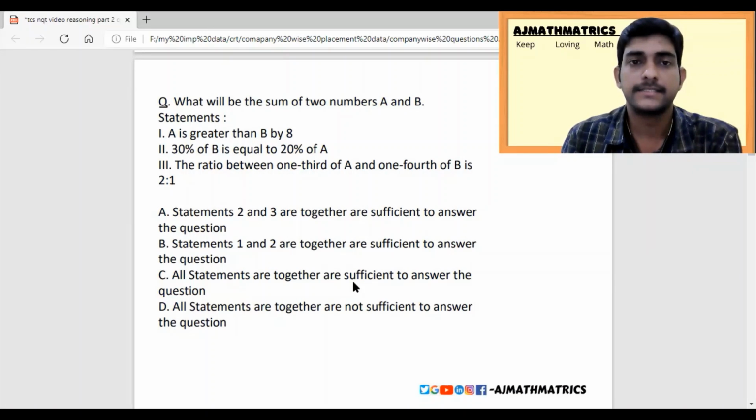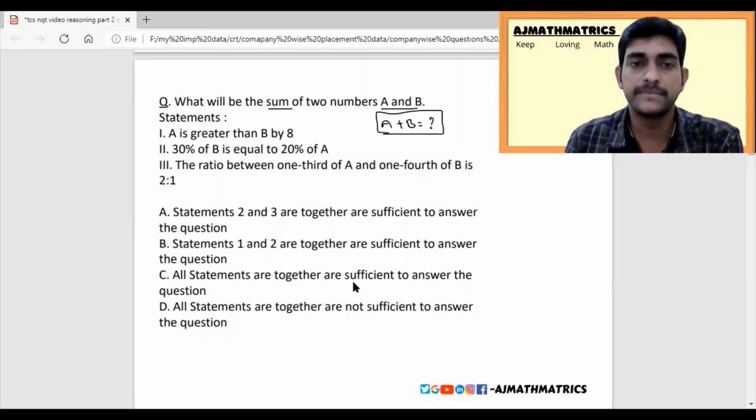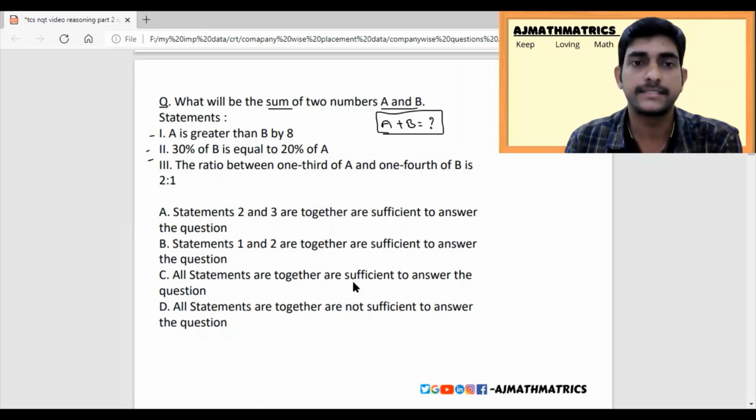Now, see this question. What will be the sum of the two numbers A and B? So here we are going to find out the values of A and B, and finally the sum of A and B. And when you observe this one, this is not a problem solving question. It's a data sufficiency question. So here three statements are given and four options are given.